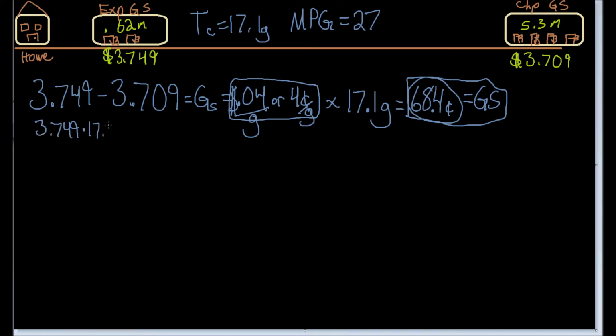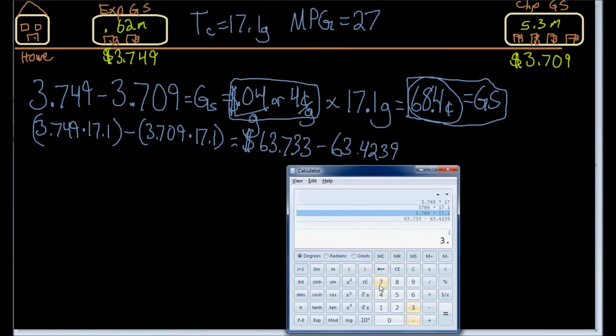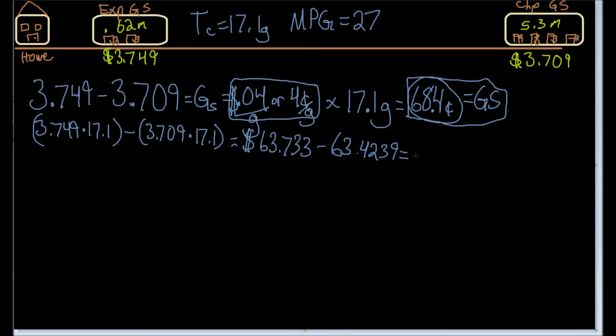Now, some students may calculate this by determining the total cost to fill up the tank at each gas station. This can be done by multiplying the price of gas at one station by the tank capacity and then repeating for that cost at the other station. Then you subtract the two and you get the same value.